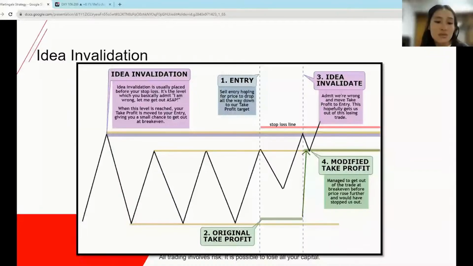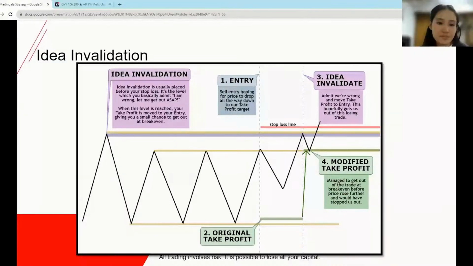So in the previous example for break even, we moved our stop loss levels. For idea invalidation now we are getting out and just taking a bit of profit. Okay, let's take a look at this example. Our entry is here at this double swing high again. So I'm going in for a sell entry now in this case.